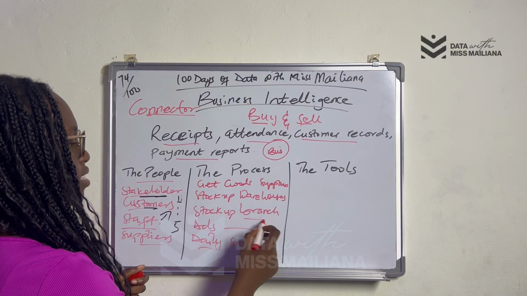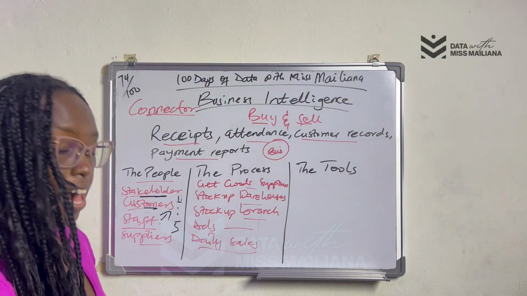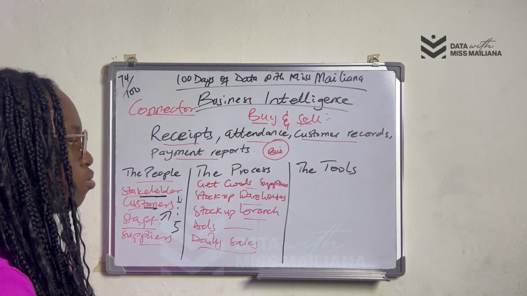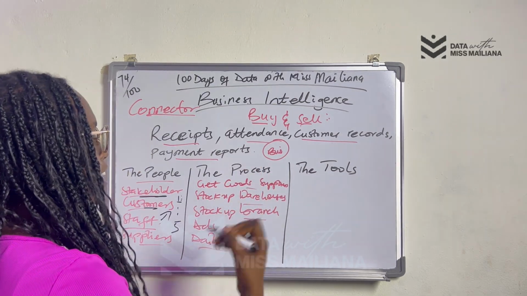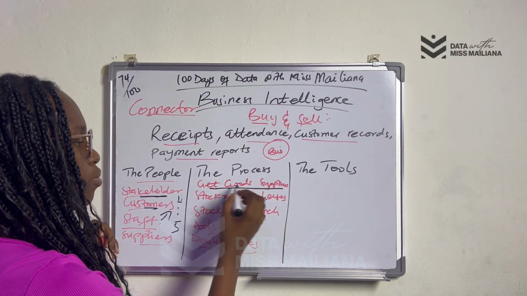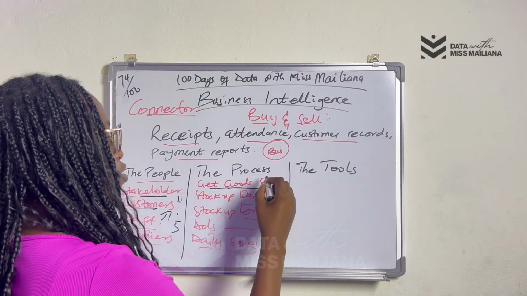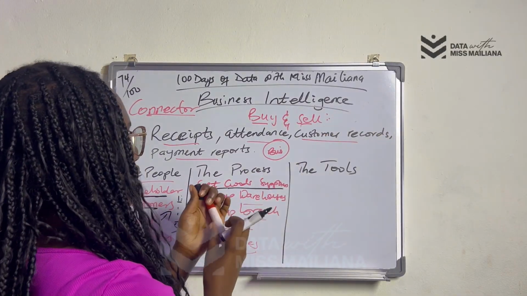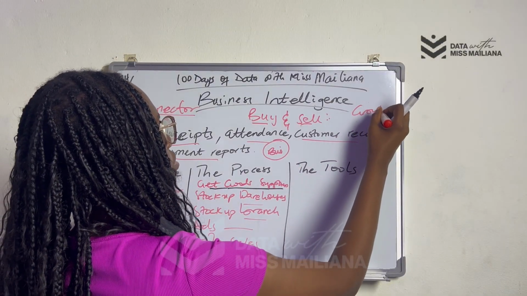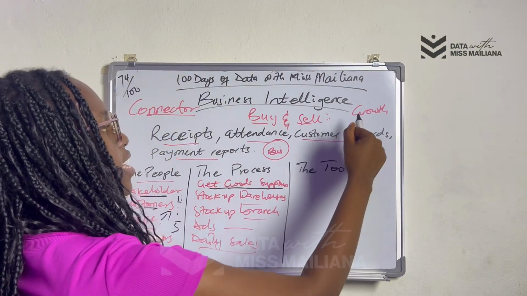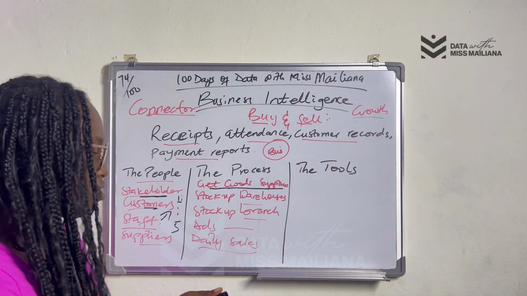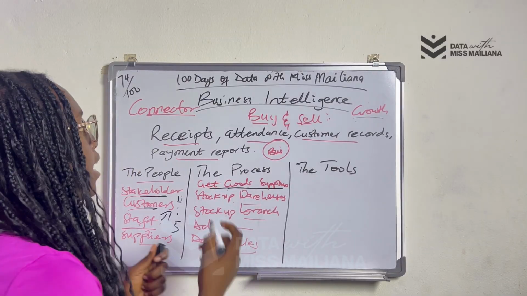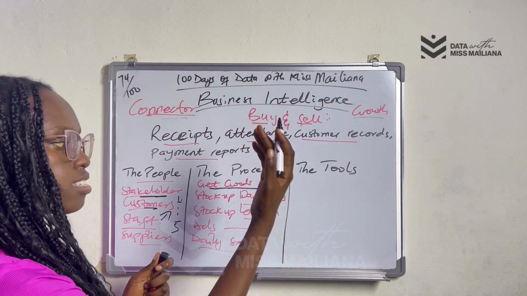So these are the processes involved in the business. Every business is not exactly this, but we are using buy and sell as our example. So you have to understand how we get the goods and how much we get the goods for. Your goal is to make sure that the business is running to growth. Growth is what we are all looking for. So this processes, you have to find a way to connect them. Remember, you are a connector if you're a business intelligence analyst.